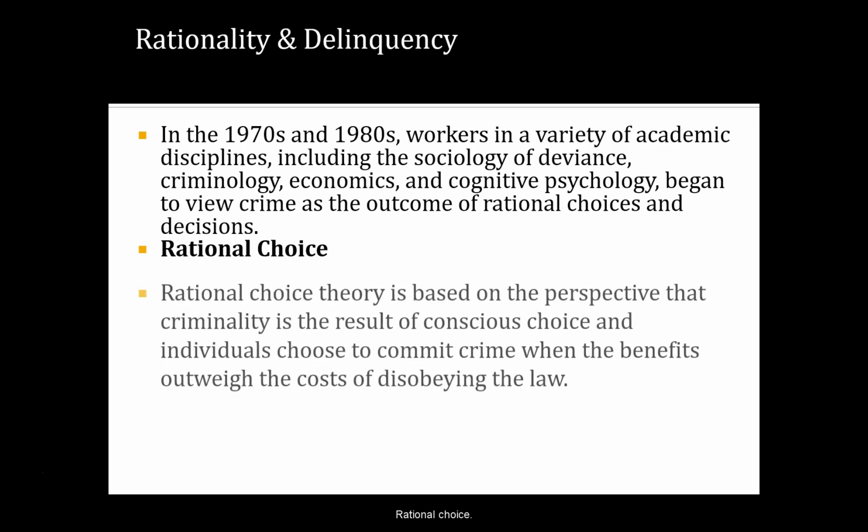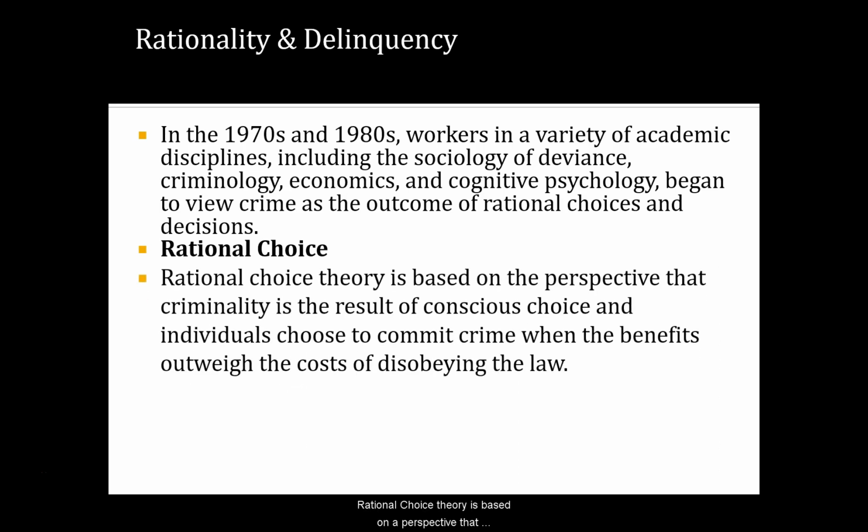Rational choice theory is based on the perspective that criminality is a result of conscious choice, and individuals choose to commit crime when the benefits outweigh the costs of disobeying the law. It's like a scale. You can picture a scale. I'm picturing it in my hands, right and left hand.